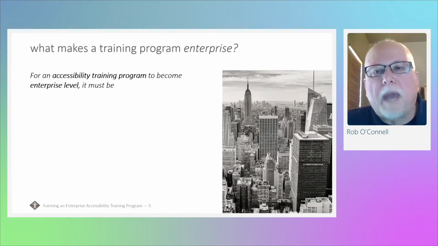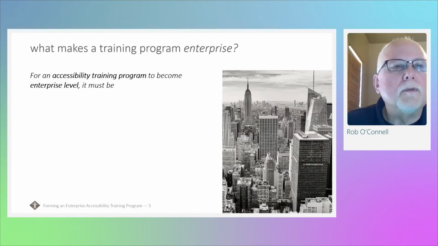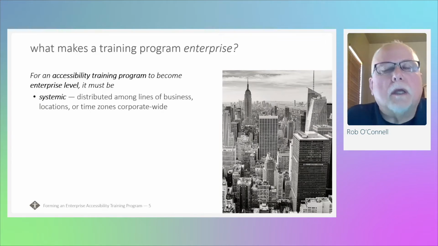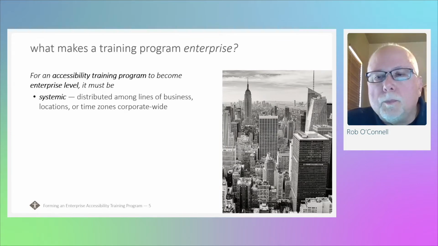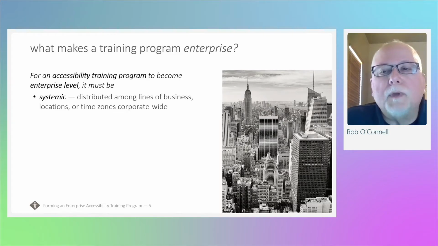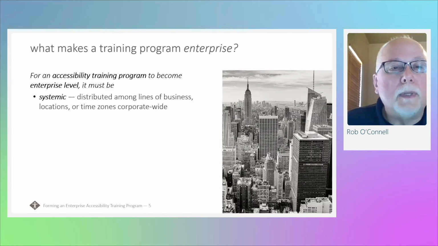It couldn't be just something that was a package sitting in one region of the company. And so for that purpose, I said, these are the characteristics of an enterprise program. It needs to be systemic, meaning that it's distributed among lines of business, locations, and time zones company-wide, so that the skill set and the tool set and the mindset of the company was ubiquitously aware of and ready to embark on that knowledge that was necessary to do the business that that company is in. In our case, it's financial services at USAA.